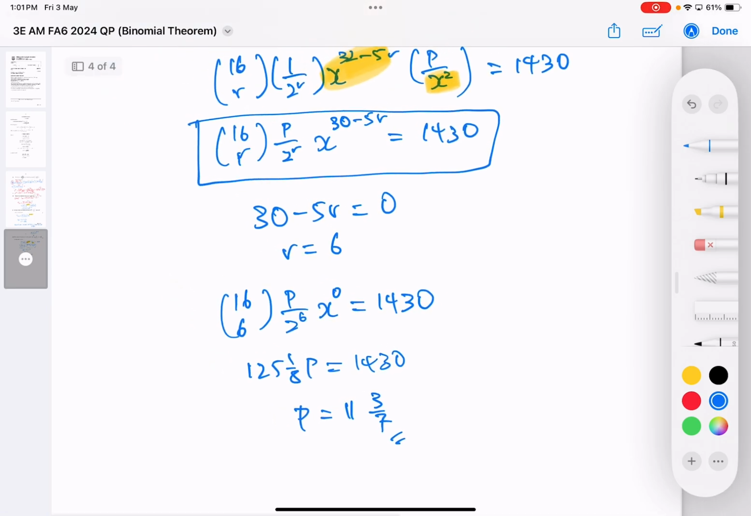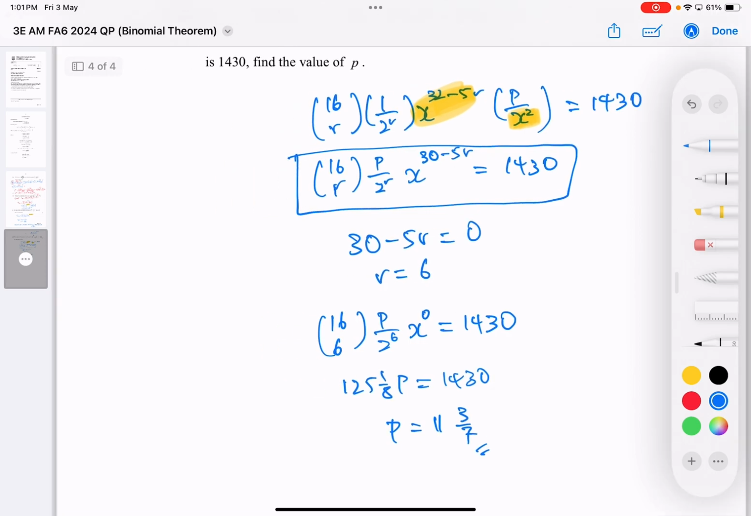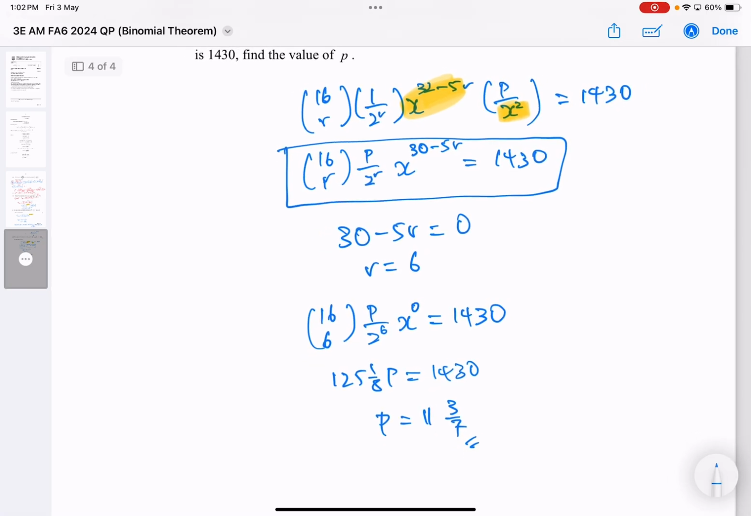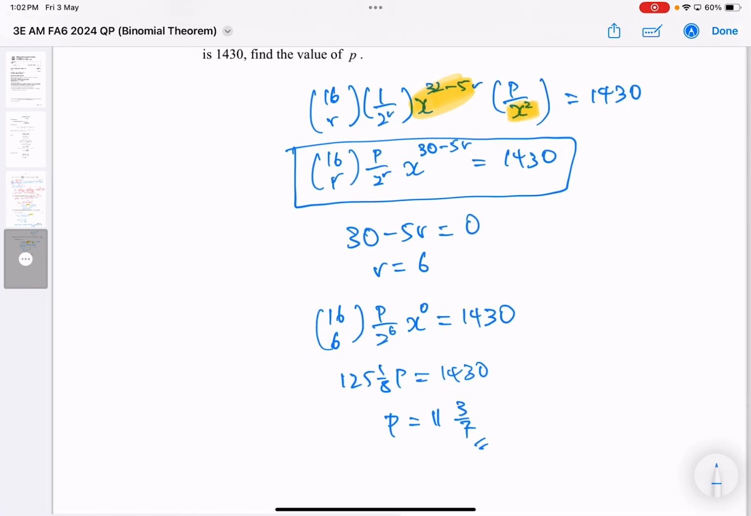Is that okay? This is actually not a very tough question. It is tough because you have never seen it before. But this question is repeated many times in the O-levels. The key thing to take note of is how you are going to compare the powers.